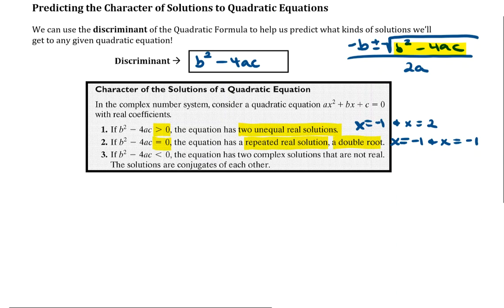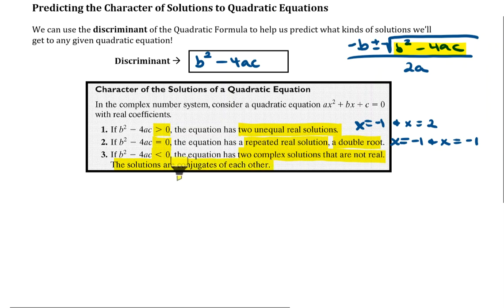The last case is if the discriminant is negative. If you think about it, if the discriminant is negative, then we will be taking the square root of a negative, thereby producing a complex number. So for that reason, if the discriminant is less than 0, the equation is going to have two complex solutions that are not real, meaning they'll have i's, some weird Doctor Who stuff. But as an added bonus, the solutions are going to be conjugates of each other.